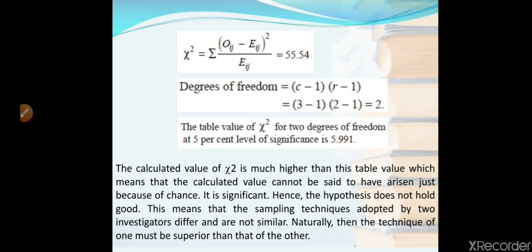So from the table, for 2 degrees of freedom at 5% level of significance, we get the chi-square value as 5.991. The calculated value of chi-square is much higher than the table value, which means that the calculated value cannot be said to have arisen just because of chance. It is significant, hence the hypothesis does not hold good. This means that the sampling techniques adopted by the two investigators differ and are not similar. Naturally, then the technique of one must be superior to the other.